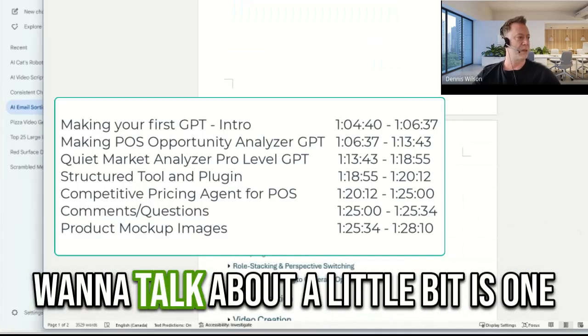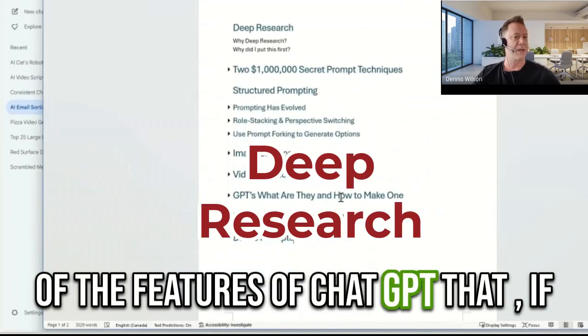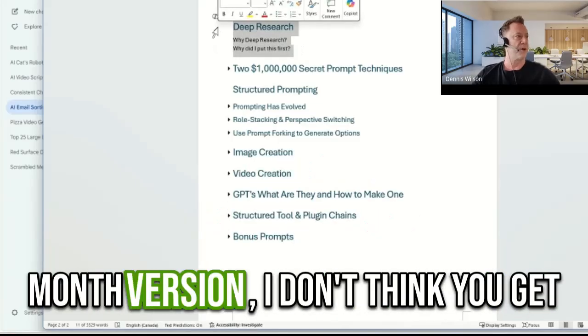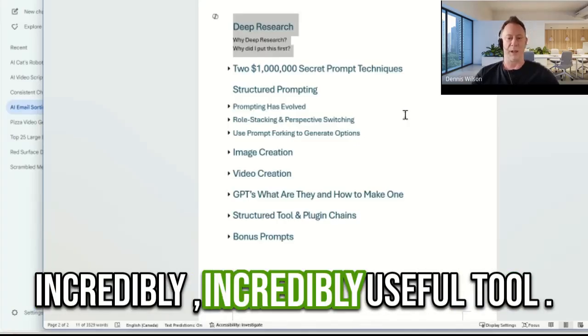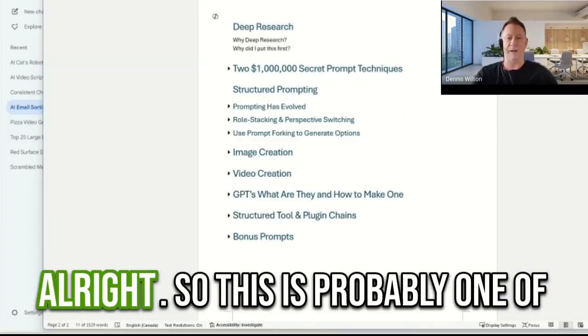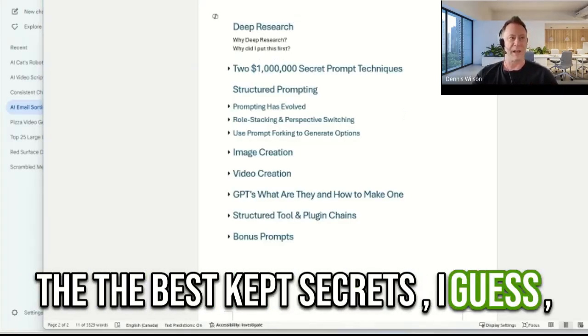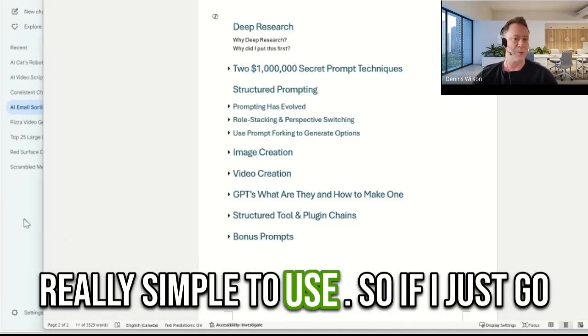So the first thing I want to talk about a little bit is one of the features of ChatGPT that if you're not on the $20 a month version, I don't think you get access to it at all, but it is an incredibly, incredibly useful tool. All right, so this is probably one of the best kept secrets in chat. And it's really, really simple to use.